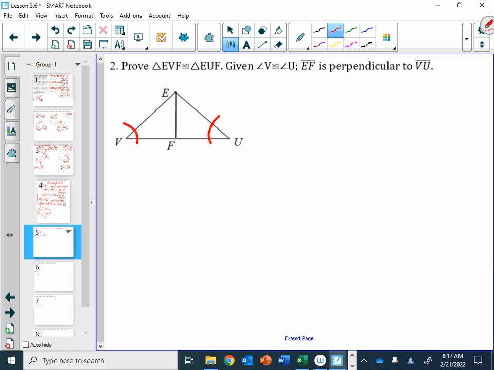I am also given that EF, so segment EF, is perpendicular to VU. Okay, what does that mean about where they intersect? Right angle. Okay, so that means that that's the right angle.